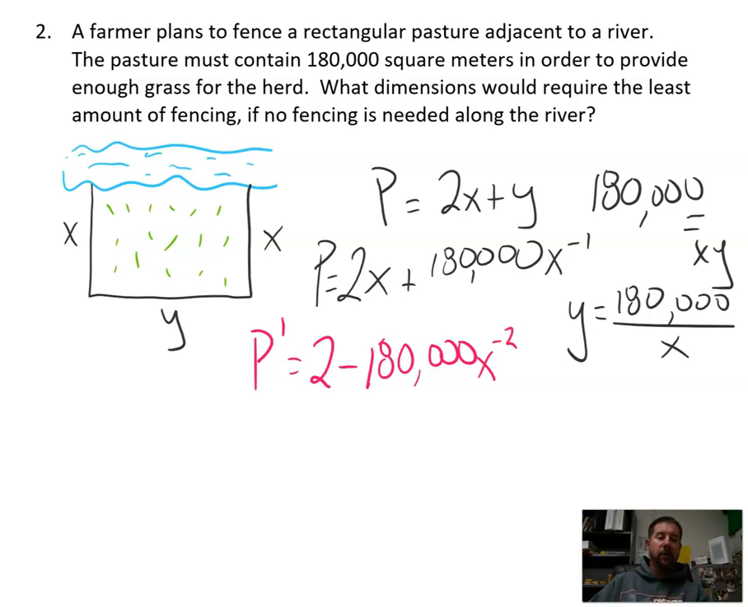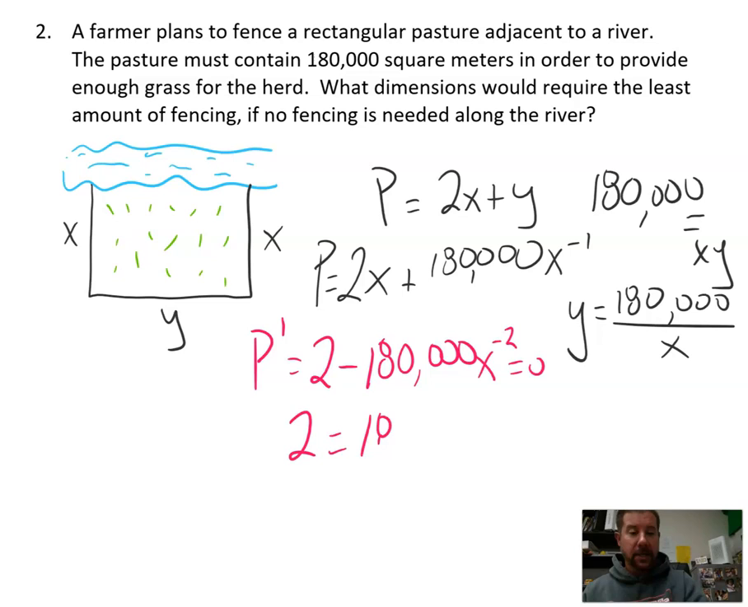Please let people know you are taking the derivative. Please let people know what your objective and constraints are. Make sure you're labeling things appropriately. Now that I've found my derivative, I'm going to set this equal to 0, and I'm going to go ahead and solve for x.